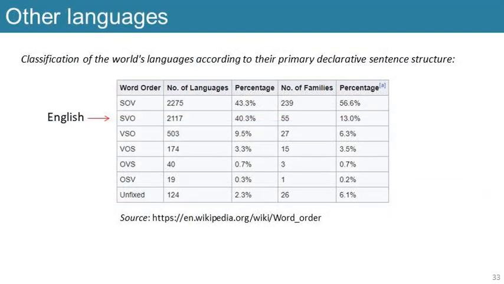Before concluding this lesson, it may be interesting to know how other languages structure their sentences. Linguists classify English as an SVO language, along with Spanish, Mandarin Chinese, and other less widely spoken languages. The most common constituent order, however, is SOV. This order is used in Japanese, Korean, and Turkish, among many others.